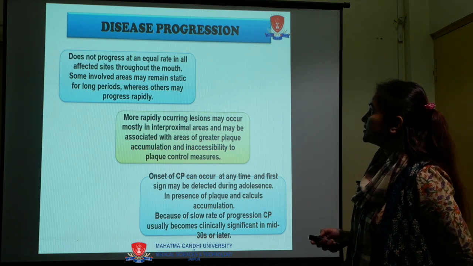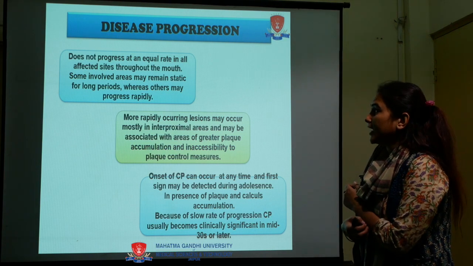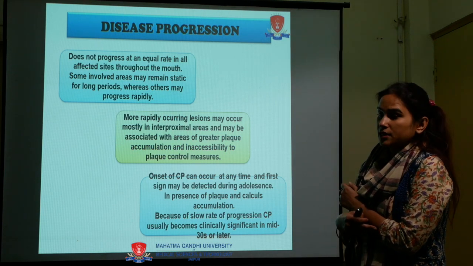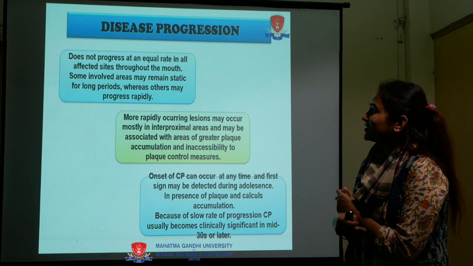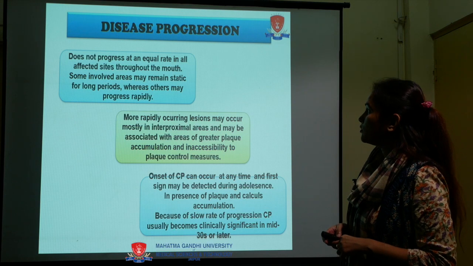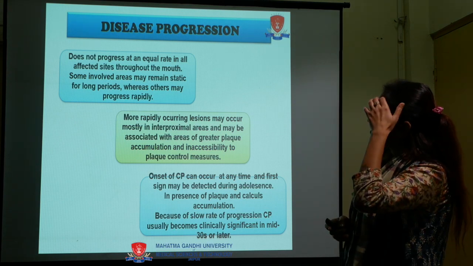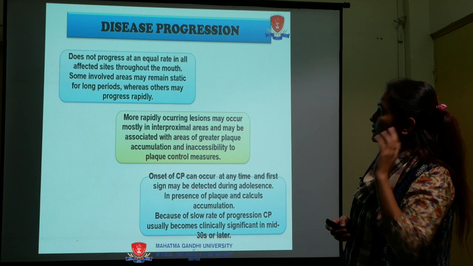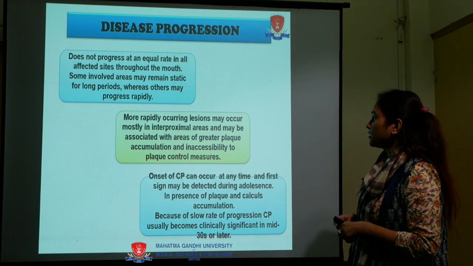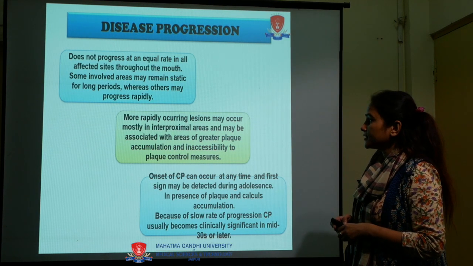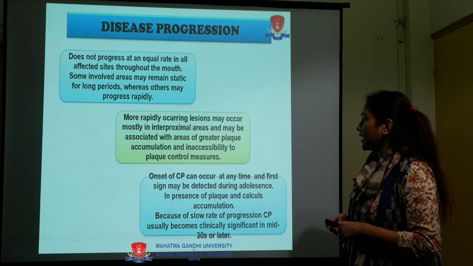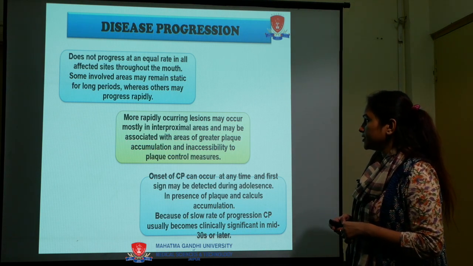Now the progression of disease. This disease progresses slowly, and there are episodic bursts of the disease. It does not progress at an equal rate in all affected sites throughout the mouth. Some involved areas may remain static for long periods, whereas others may progress rapidly. More rapidly occurring lesions may occur mostly in interproximal areas and may be associated with areas of greater plaque accumulation and inaccessibility to plaque control measures.